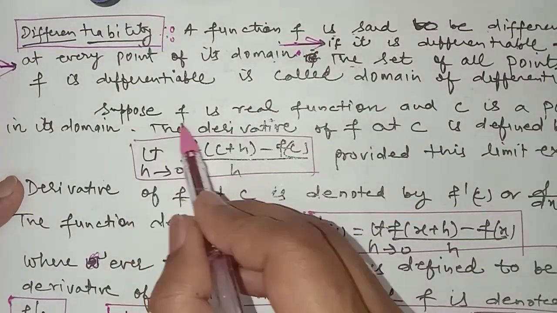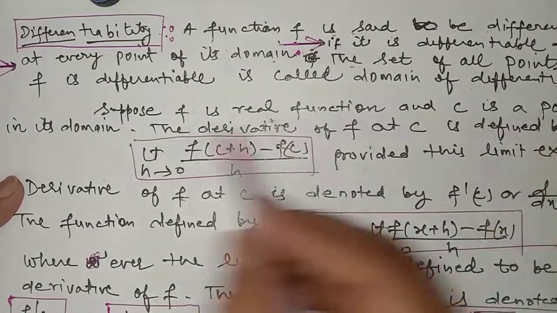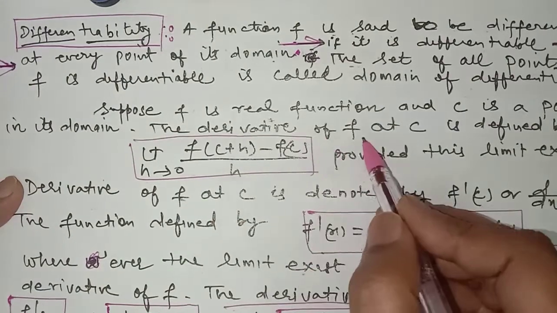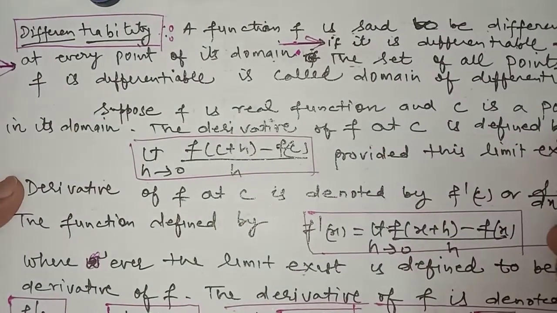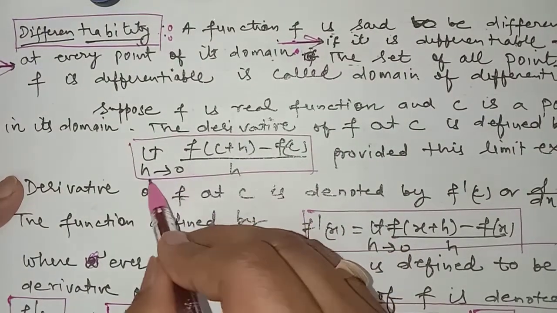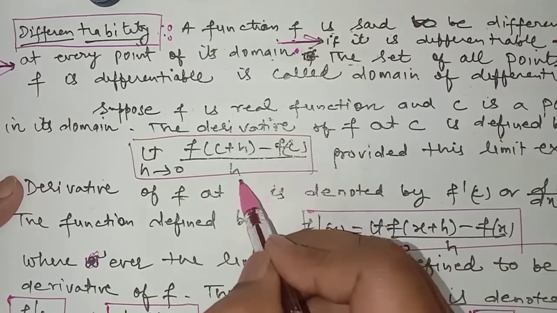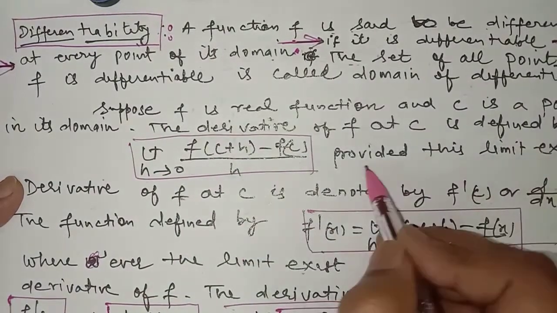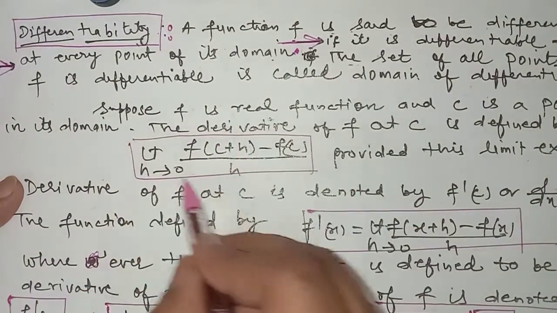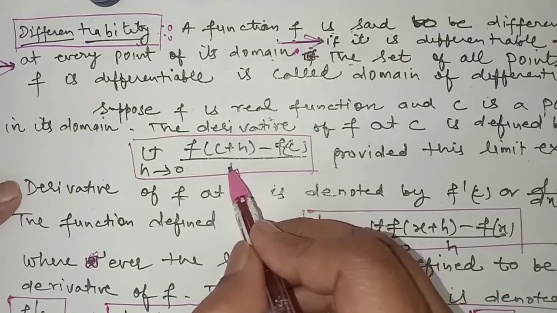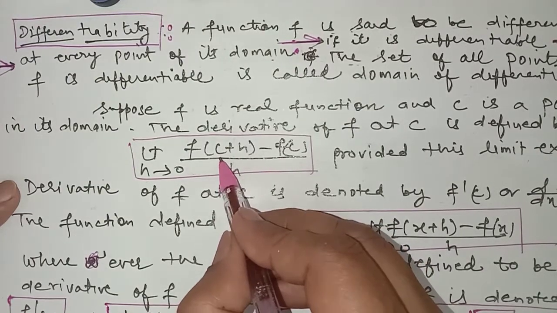Now let us suppose f is a real valued function and c is any point in its domain. Then the derivative of f at c is defined as the limit as h goes to 0 of f(c plus h) minus f(c) upon h, provided that this limit exists. If this limit exists, we say that the function f(x) is differentiable at x equal to c.